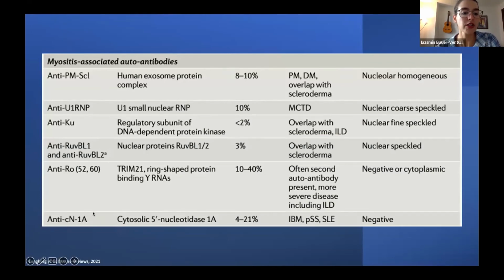I want to mention here a few words about the CN1A. This antibody, again, is the one that we usually associate with inclusion body myositis. However, it is not a sensitive antibody nor a specific antibody. It can be seen with many other systemic rheumatic diseases, including in children.